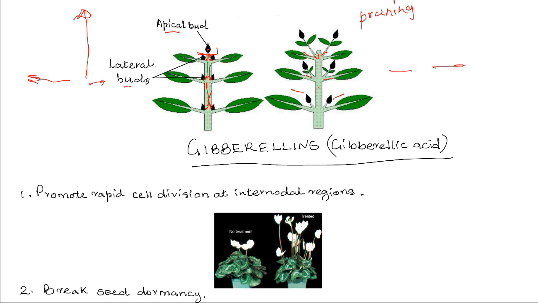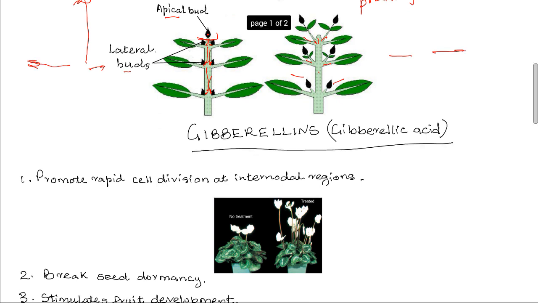Gibberellins are produced by young shoots and developing seeds. Some of the effects include: they promote rapid cell division at the internodal regions, thereby bringing about an increase in stem length.